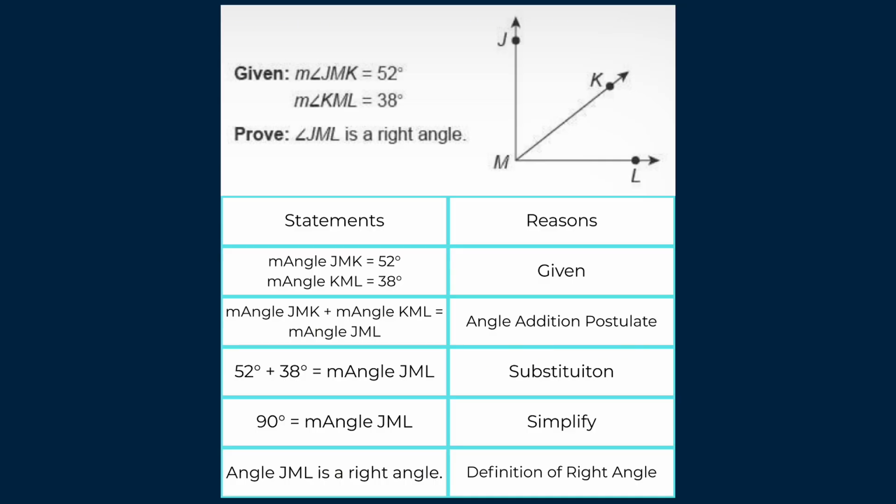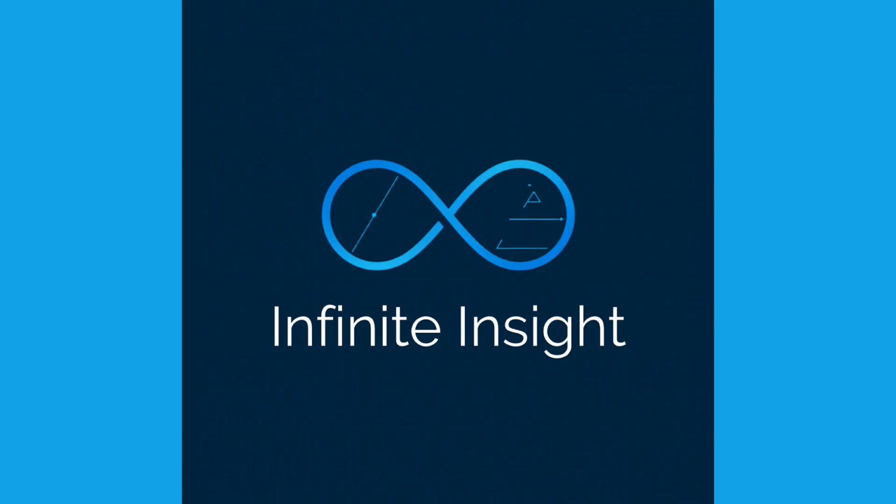I hope this makes sense to you. Really, it's just applying all of these different definitions and postulates to use. These are the easy two-column proofs, which we will need to establish harder two-column proofs in the future. And that'll be all for today's lesson.